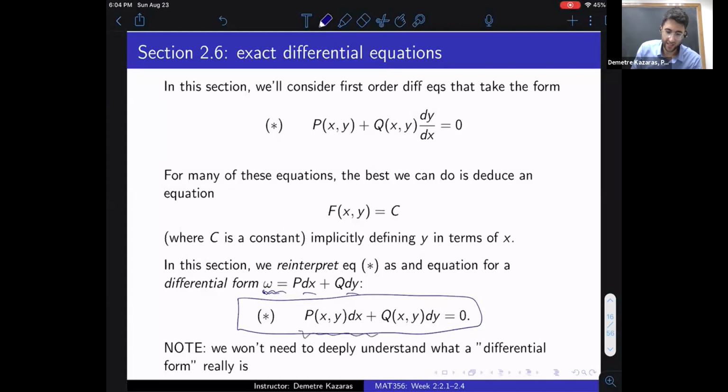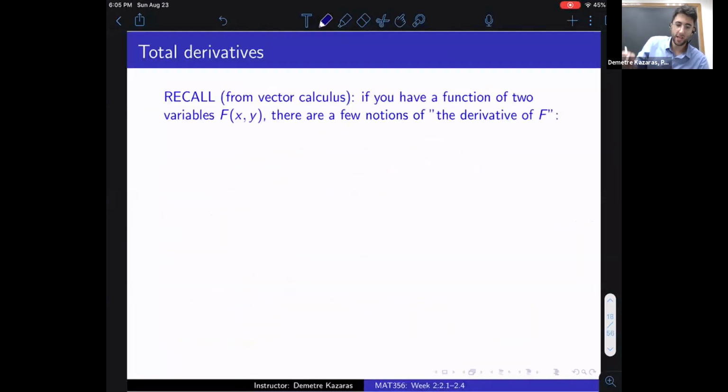It's not so important to know all of their formal properties. I'm telling you that this left-hand side can be regarded as a differential form, but we're not going to really need any properties of differential forms. If you look that up on Wikipedia or something, you'll be led down a very different rabbit hole than what we're doing right now. Anyway, we're going to be trying to think of this equation as an equation for this differential form. Let me just tell you maybe a little bit more.